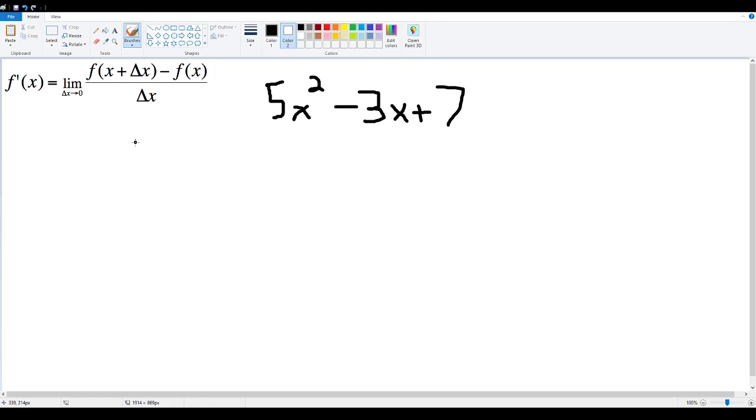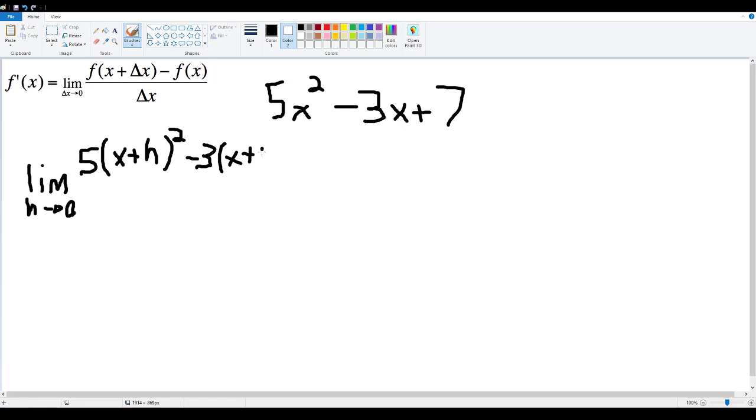So in order to solve this, we're going to need to start off by just writing out limit as, and I'm going to use h here instead of delta x because it's much faster to write, as h tends to 0 of 5, and then x plus h squared minus 3x plus h. There we go.